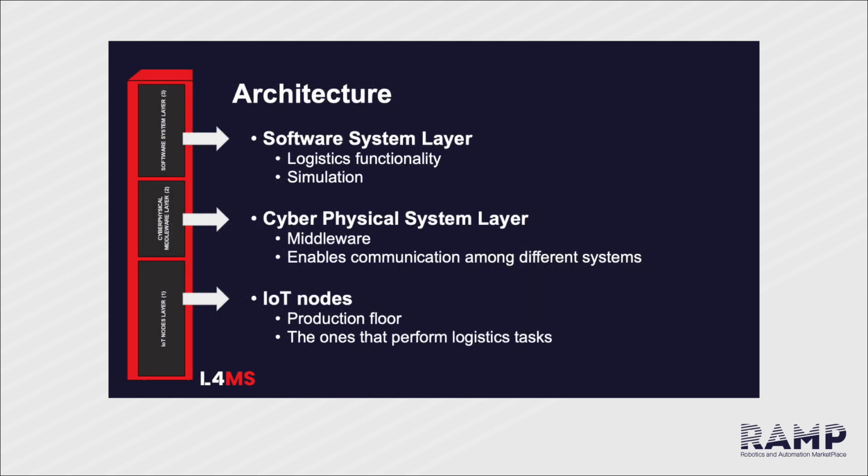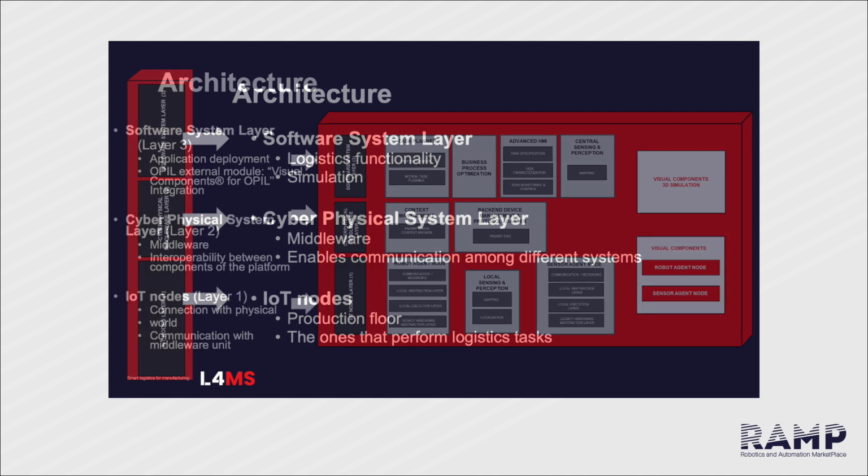The architecture of the Logistics Automation Library actually consists of 3 layers. The lower layer is the Internet of Things nodes, that is the production floor and the ones that perform logistic tasks. Then there is an upper layer, which is the software system layer, responsible for logistic functionality and the simulation, and a middle layer, the cyber-physical system layer, which enables communication among different systems.